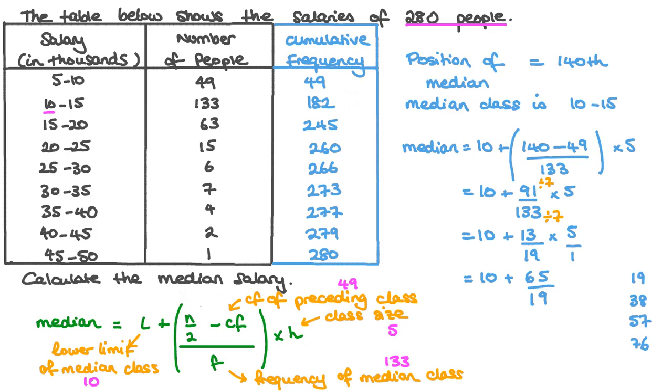Now, the first four multiples of 19 are 19, 38, 56 and 76. And this means we can write 65 over 19 as 3 and 8 over 19. 10 plus 3 is 13. So currently we have that the median in thousands is 13 and 8 over 19.